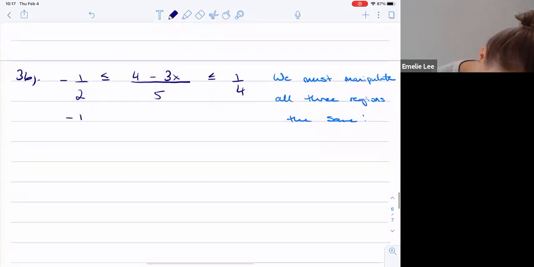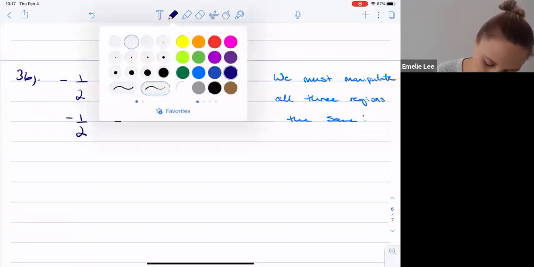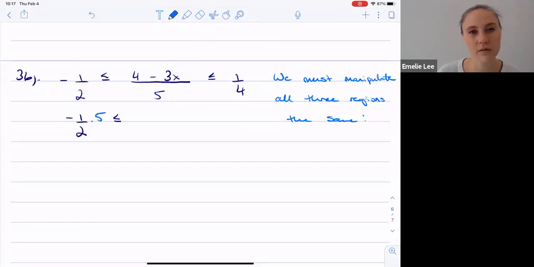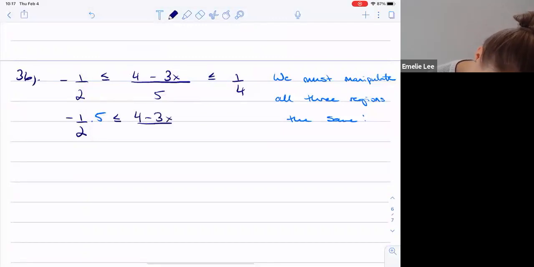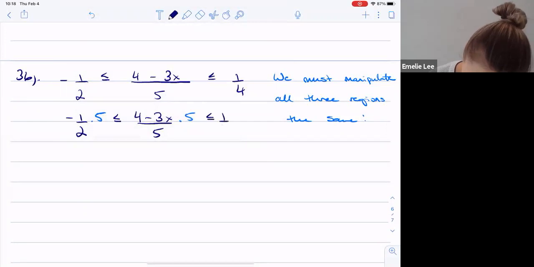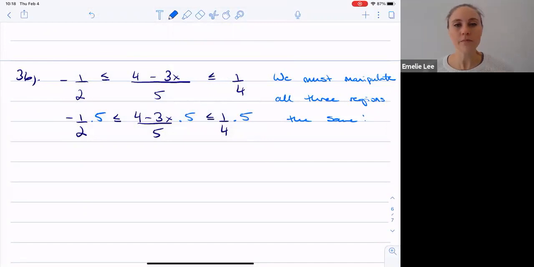And so I have -1/2 is less than or equal to, leaving a little bit of room because I need to multiply by 5, (4 minus 3x)/5 times 5, which is less than or equal to 1/4 times 5. Right? So you know how to solve these.